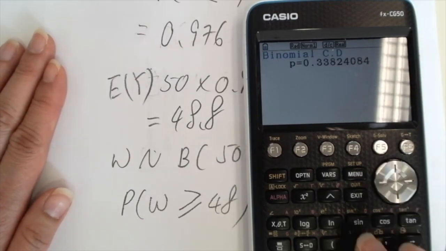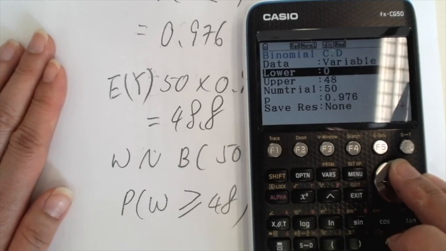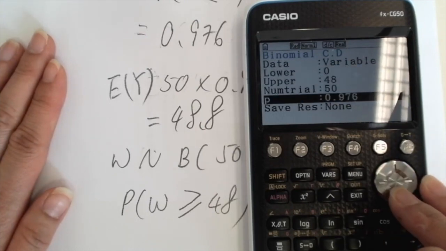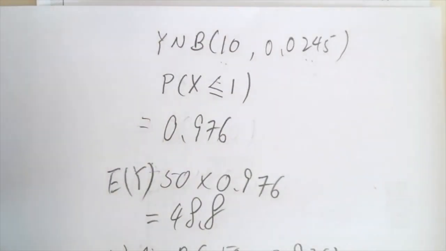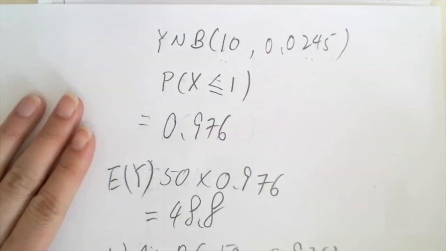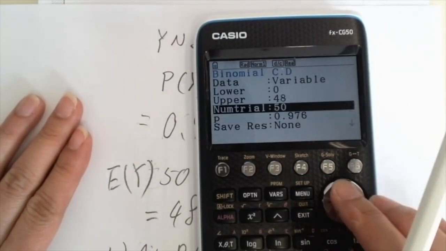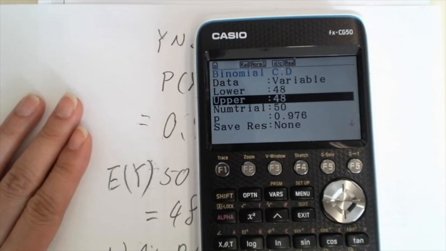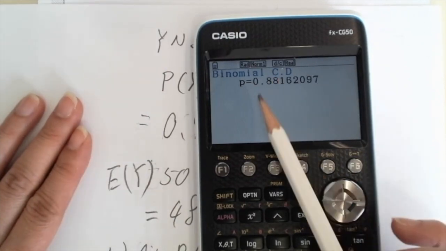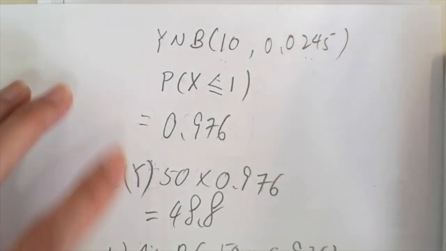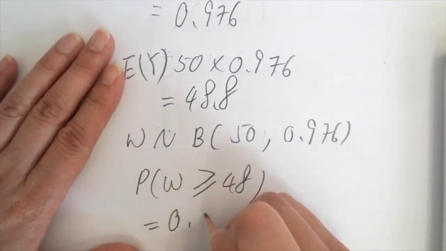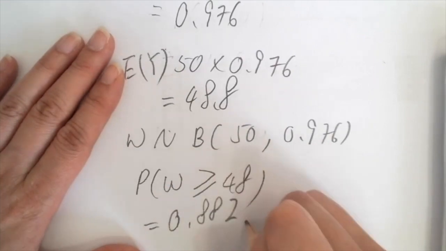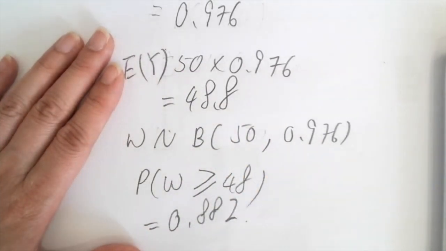And this is at least 48. Sorry, lower is 48. Upper is 50. Yeah, and that's our answer there. So at least 48. So careful with that. And then the probability should be 0.882 as requested. And this is our answer.